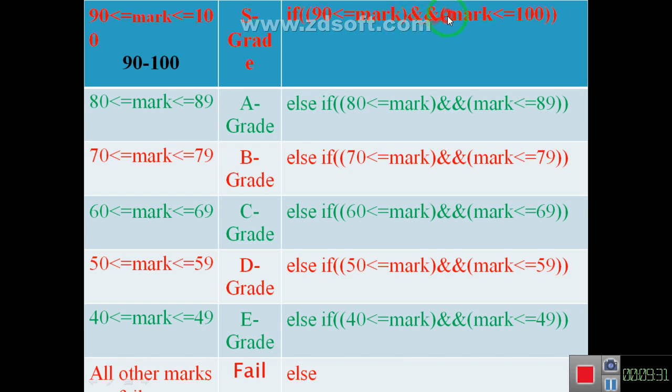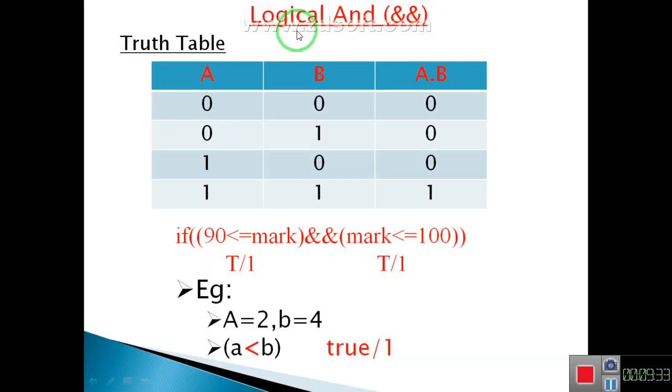If you have a doubt regarding this particular operator, see the logical AND operator. If the A value and B value, that means two conditions, A condition fails and B condition fails, the answer is fail. If any one condition is true and the other condition fails, then the output is also fail. If both conditions are true, then the answer is true, according to the logical operator.